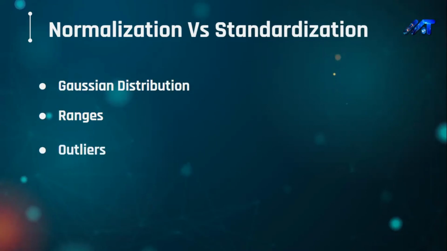Outliers. Normalization is highly affected by outliers, whereas standardization is slightly affected by outliers. Usage. Normalization is considered when the algorithm doesn't make assumptions about the data distribution. Standardization is used when algorithms make assumptions about the data distribution.